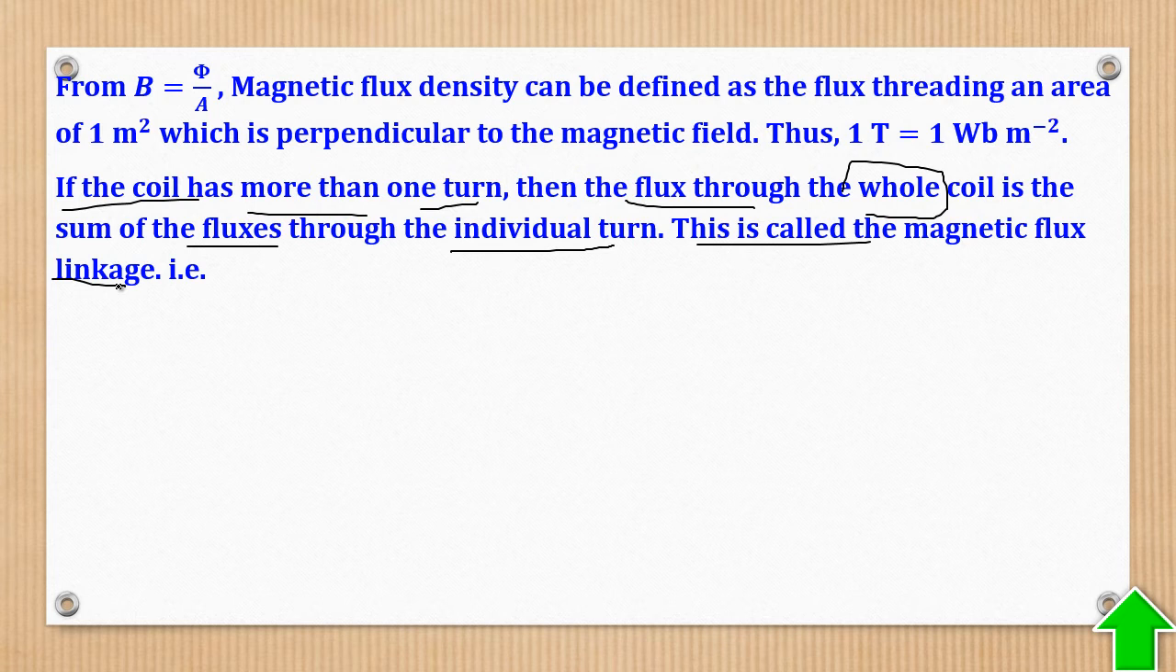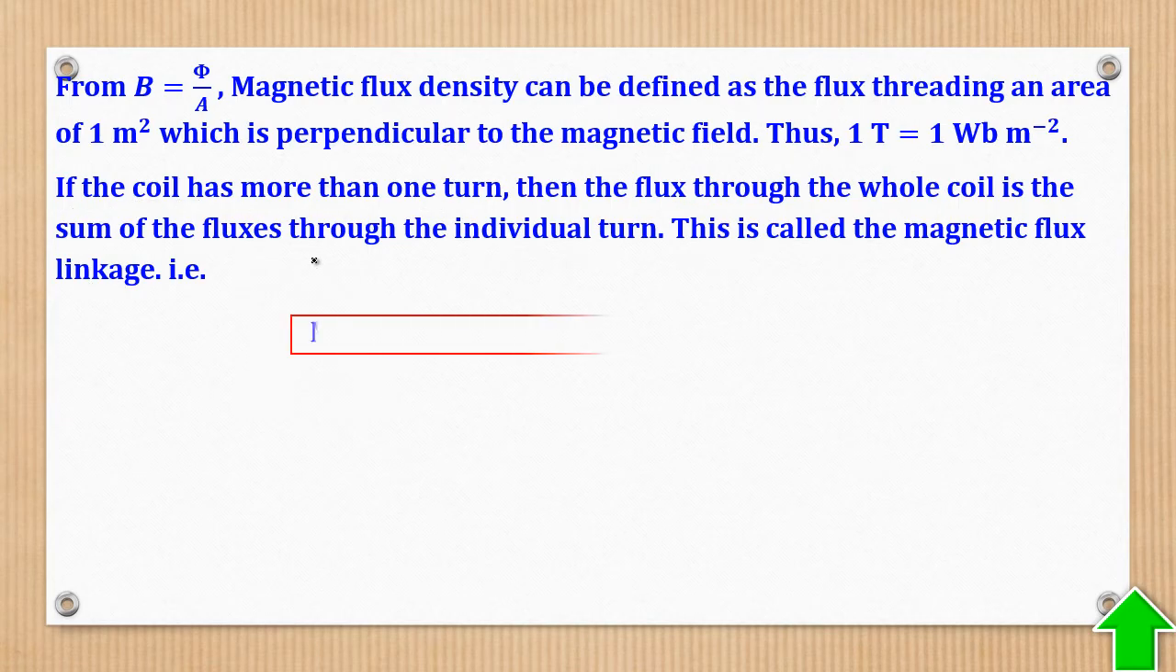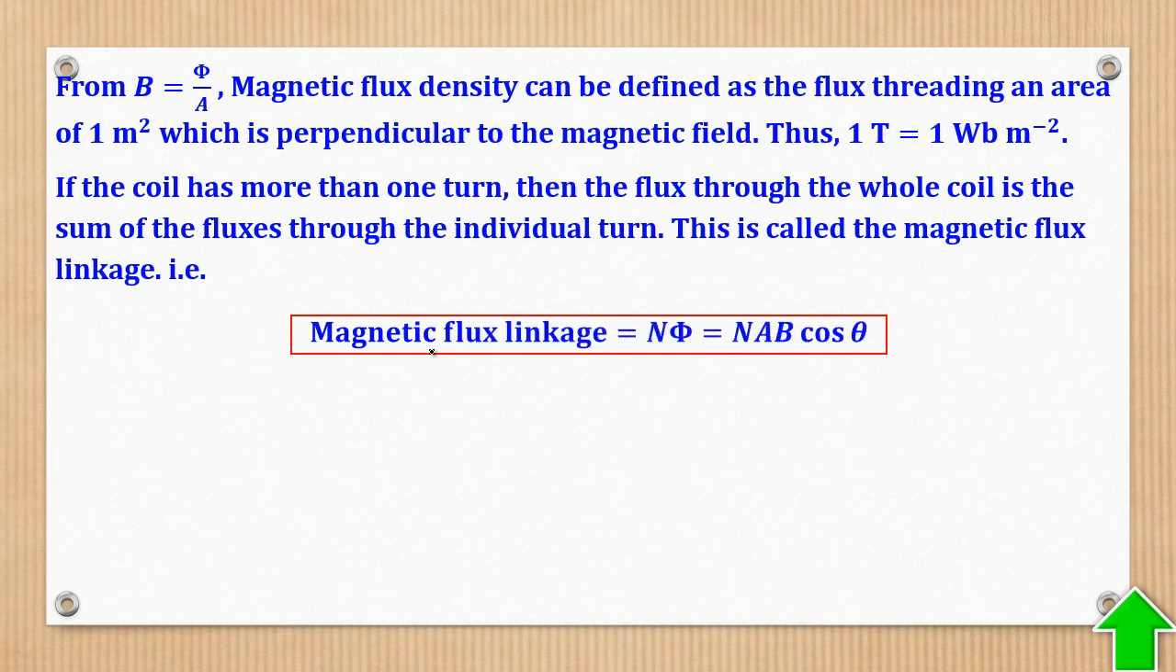So the difference is simple. Magnetic flux is for only 1 turn of a coil. Magnetic flux linkage is for all the turns of the coil. That means that magnetic flux linkage is equal to number of turns multiplied by magnetic flux. And you already know that magnetic flux is AB cos theta.